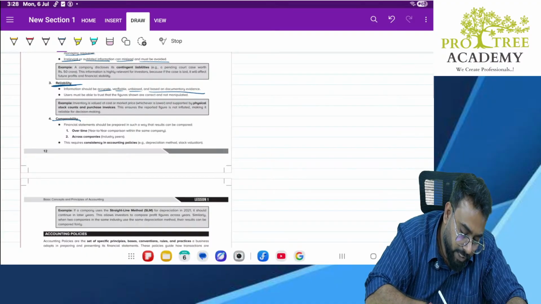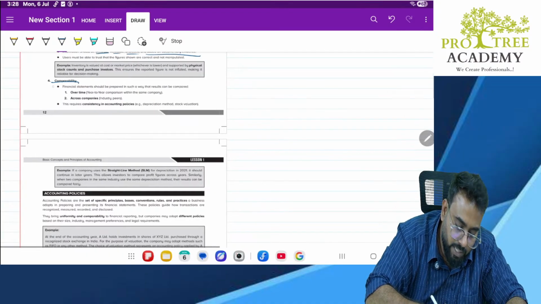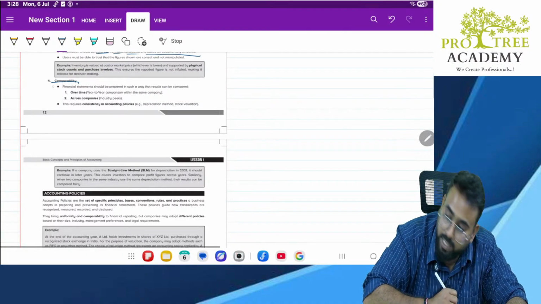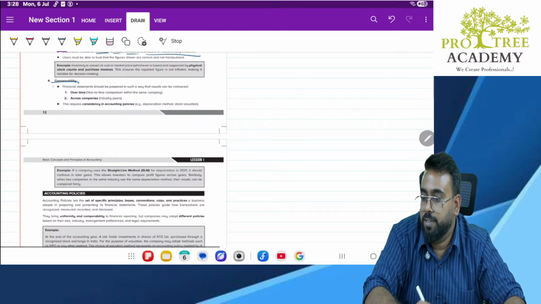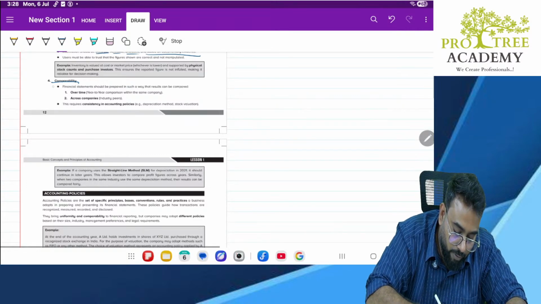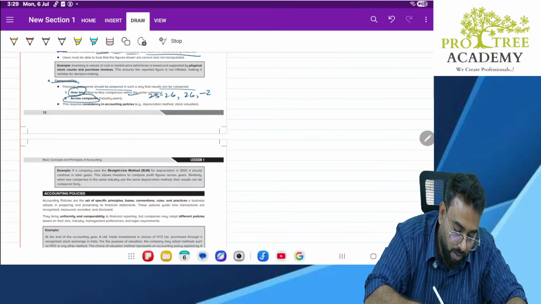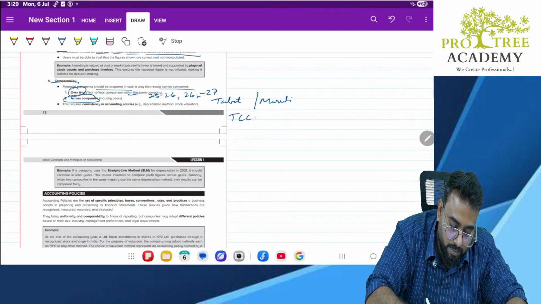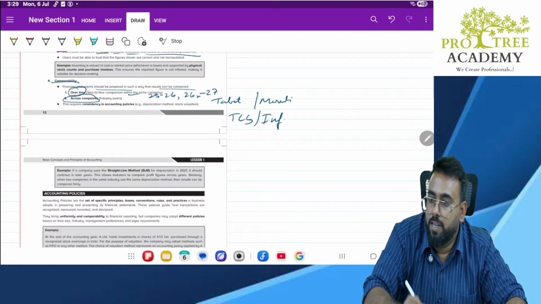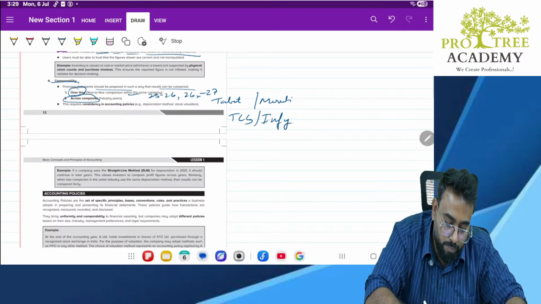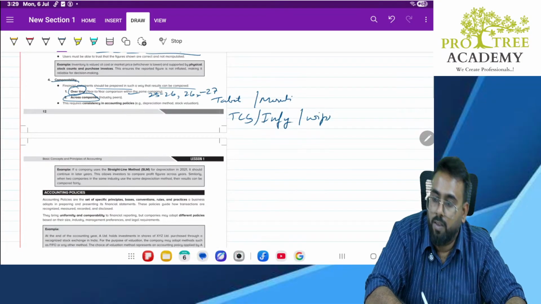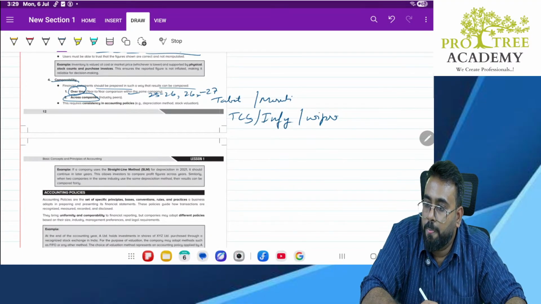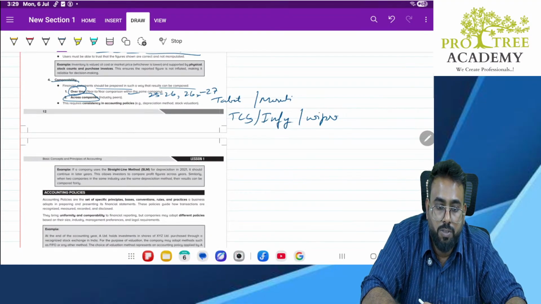Comparability. Financial statement should be prepared in such a way that the results can be compared over the years and across companies. Over the years means 25-26 or 26-27. Companies means Tata, Maruti, or TCS, Infosys, or Wipro. Yes, everybody is following me. Any doubts in this? No doubts?